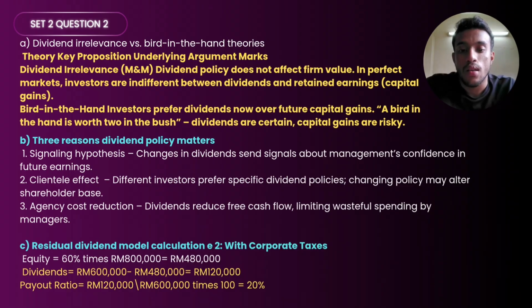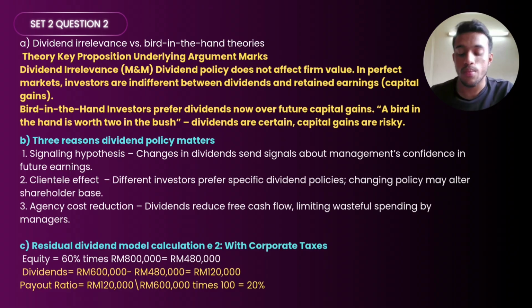And in the bird in the hand, investors prefer dividends now over future capital gains. A bird in the hand is worth two in the bush. Dividends are certain, capital gains are risky. So here people prefer more dividends than the future capital value.